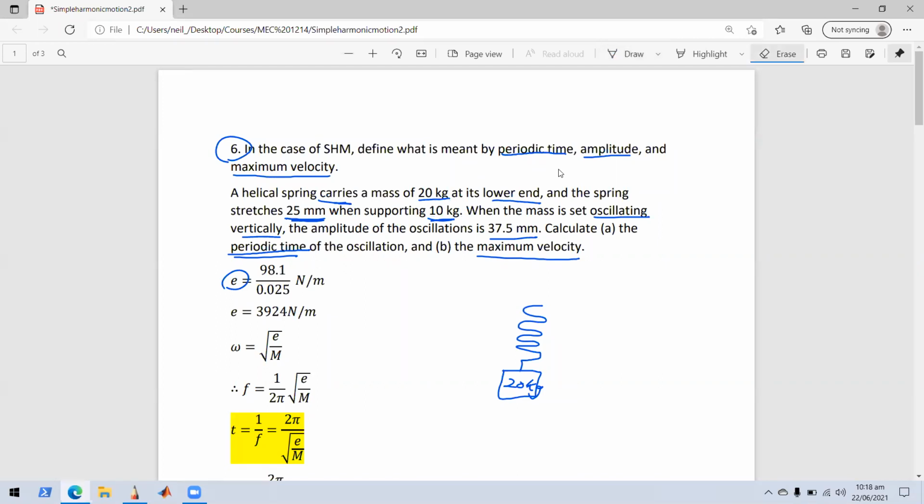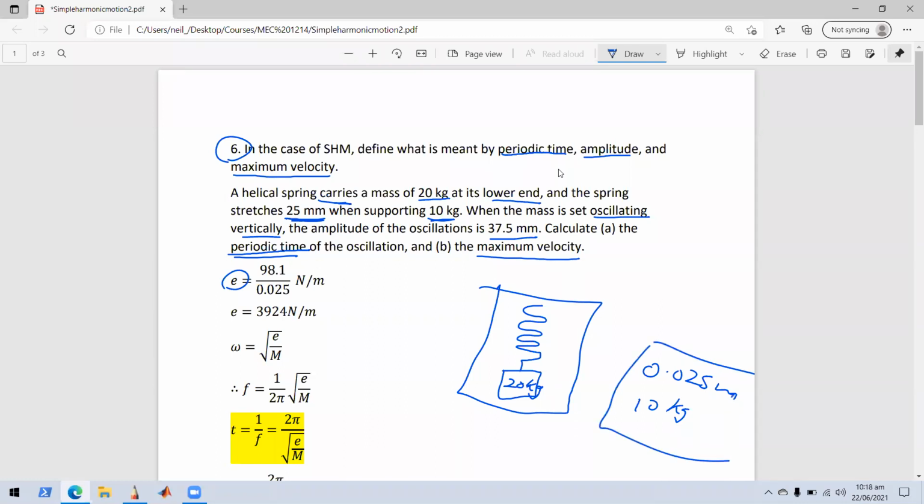So separate to this, they did some experiment with the spring, and they said when we apply 10 kgs onto the spring, it stretches 0.025 meters or 25 millimeters. This is separate. These values here will help us find the stiffness of the spring.